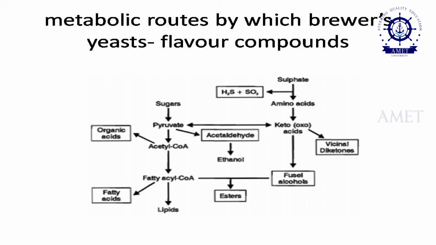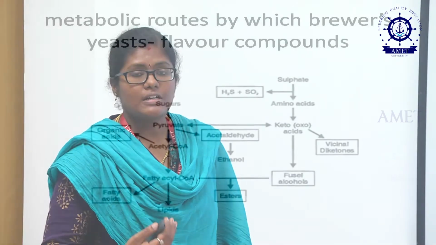The metabolic routes which are taken by brewer's yeast to produce the flavor compounds. Once sugar gets fermented by the yeast, it releases ethanol and carbon dioxide. In between, a number of flavor compounds are released by the yeast, like vicinal diketones, fusel alcohols, and esters. The fusel alcohols come under higher alcohols and are otherwise called higher alcohols. The vicinal diketones travel from the malting stage itself.